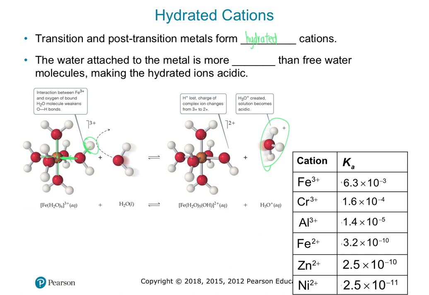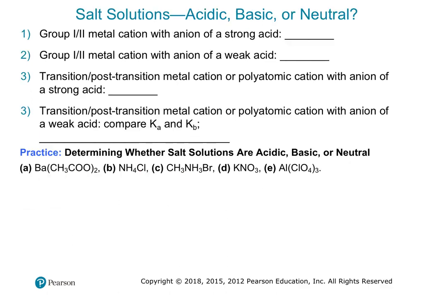So surrounding waters are able to come in and pull off the hydrogen to create hydronium. So you can see here that I'm creating the water that is attached to the metal is more acidic than it would be if it was just neutral, free waters. So we get this acidic solution. The stronger the charge, so here's these +3s, they have higher Ka values than these transition metals that are +2. So higher charge equals more acidic.